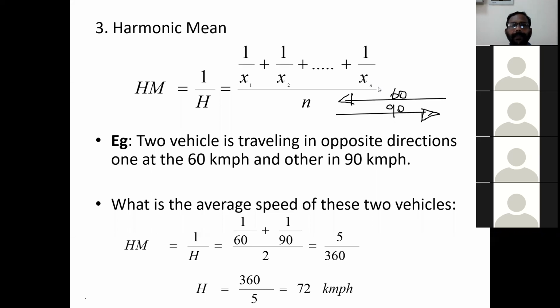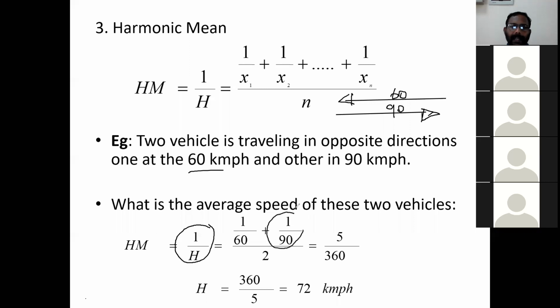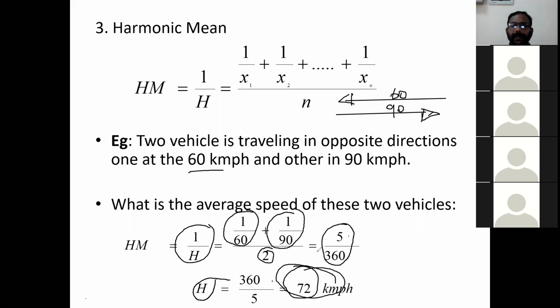So we can say 1 over H is equal to 1 over 60, that is the speed of one vehicle, plus 1 over 90, divided by the sample size 2. You can come up with a simple solution: 5 by 360. So H, your average harmonic speed, will be 72 kilometer per hour. Right? Clear? 72 kilometer per hour. So that is our answer, the average speed between these two vehicles.